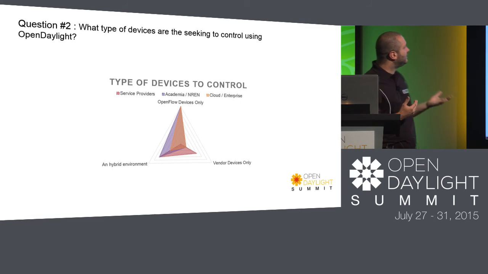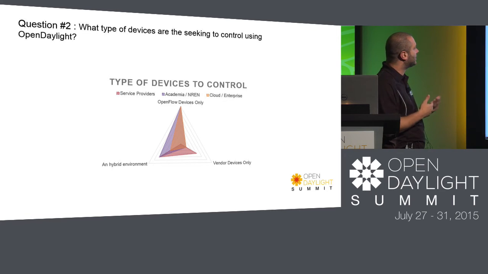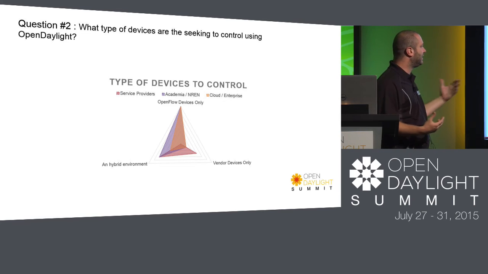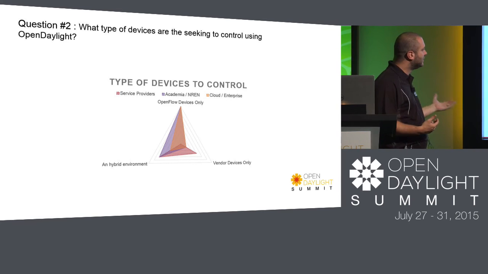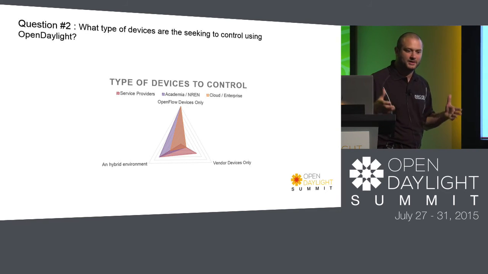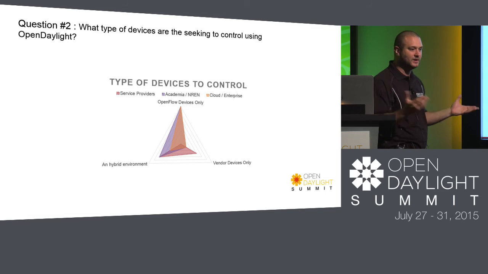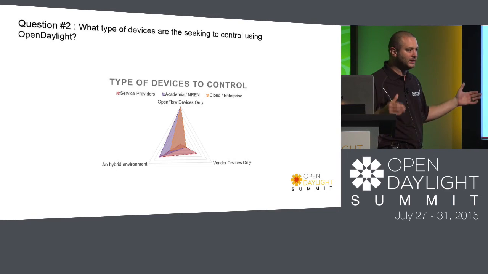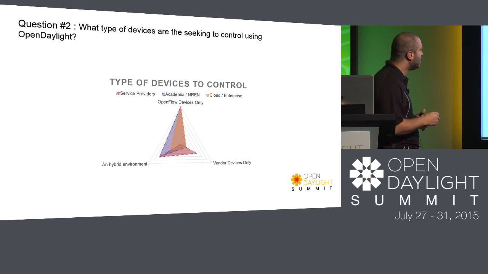Then it was, what type of devices are you seeking to control with OpenDaylight? So OpenFlow devices only, a hybrid brownfield environment, or vendor devices only, which is more like EMS style. Like I want to replace my EMS, my element management system, with something that's open, but I keep my hardware the same.